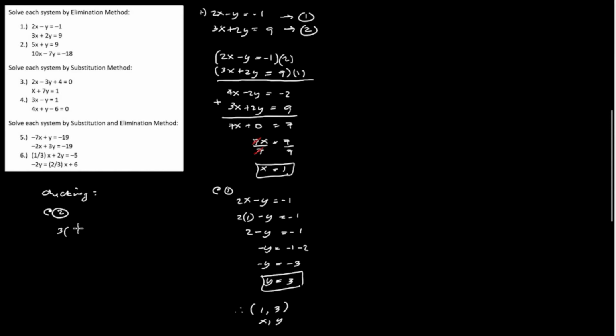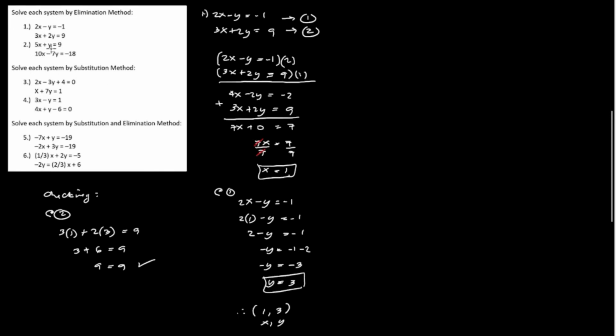So 3 times the value of x, which is 1, plus 2 times the value of y, which is 3, is equal to 9. 3 times 1 is 3 plus 2 times 3 is 6, and it is equal to 9. 3 plus 6 is 9, and it is equal to 9. So therefore, we have the correct value for x, which is 1, and the value for y is 3. And that's example number 1, using elimination method.